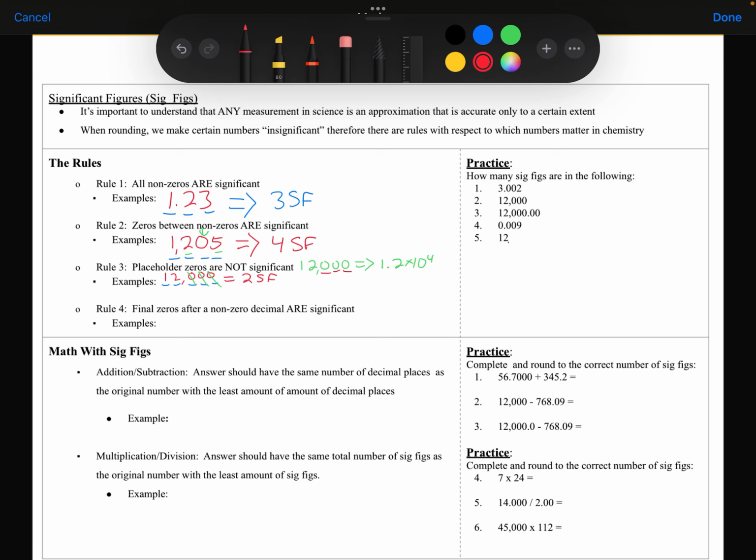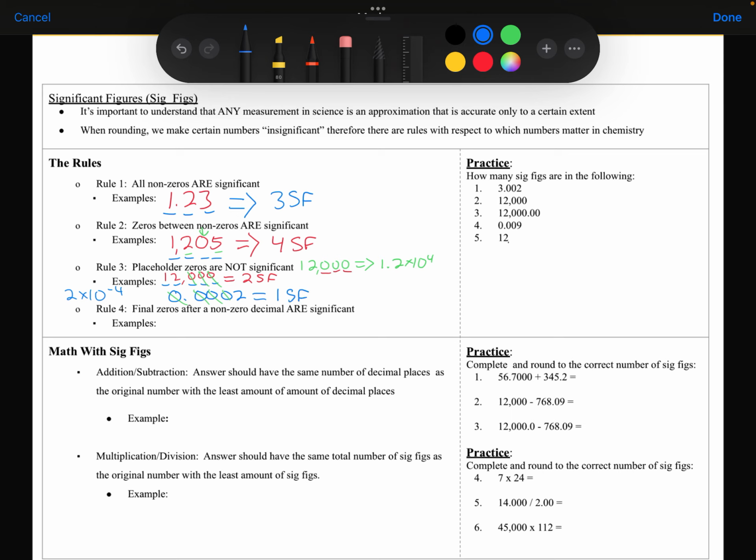All right? We could also look at really, really small numbers if we wanted to. The number 0.0002. I could also write that number as 2 times 10 to the negative 4th, right? So all of those zeros, I got rid of them with scientific notation. And so that makes them placeholder zeros and therefore insignificant. So this number is actually only going to have 1 significant figure in it.